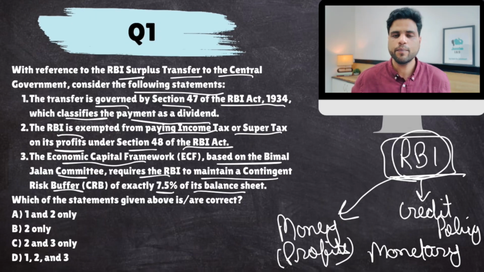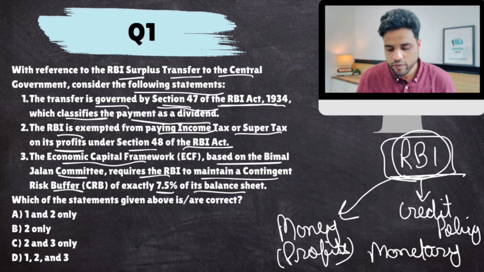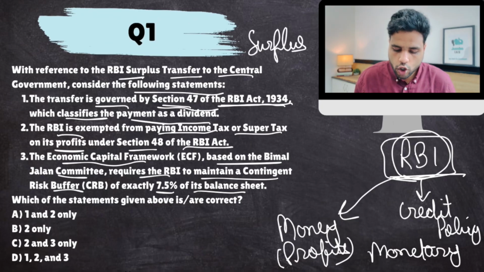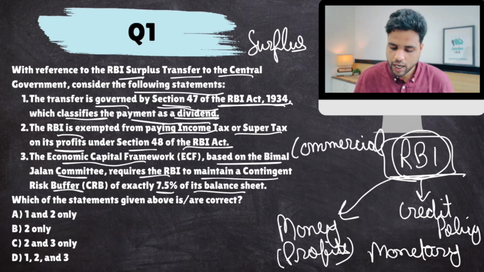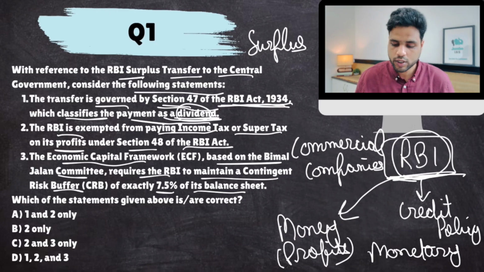This is the case. Okay, so this surplus transfer, the technical term for this is surplus transfer, is governed by section 47 of the RBI Act, but it is called surplus only. It is not called dividend. Why? The term dividend is used for commercial companies established under Companies Act. RBI is not a commercial entity. RBI is a statutory body established under RBI Act 1934. That is why the term dividend is not used, surplus is only used. Okay, so first statement is false.